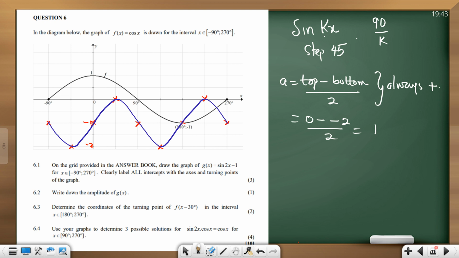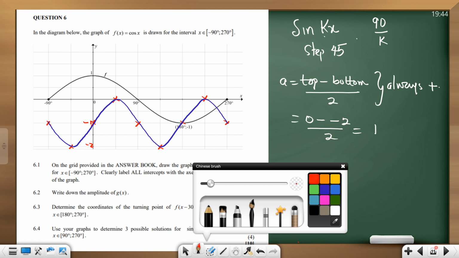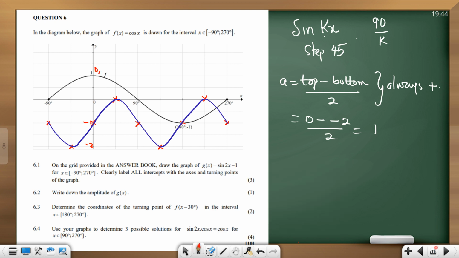So if it's minus 30, where's it going? To the right. By how many units? 30 units. Okay. What they said we should write is the coordinate of the turning point. Guys, where is our turning point here? Our turning point is at 0 and 1. If we shift it 30 units to the right, that turning point is going to be 30 and 1, right?